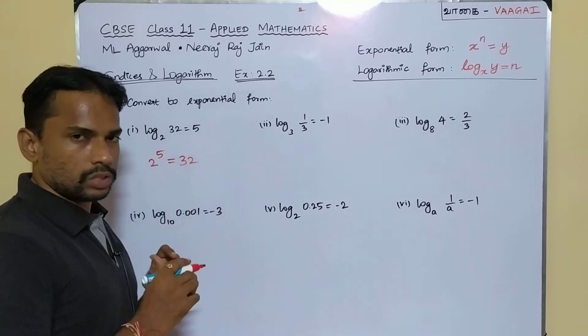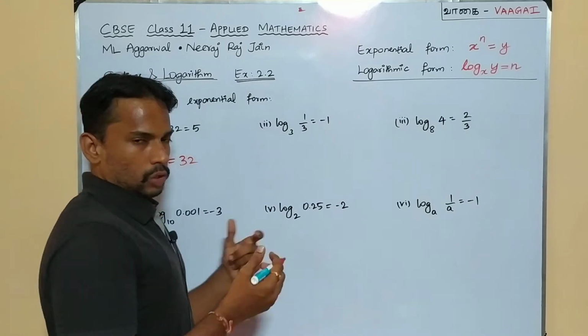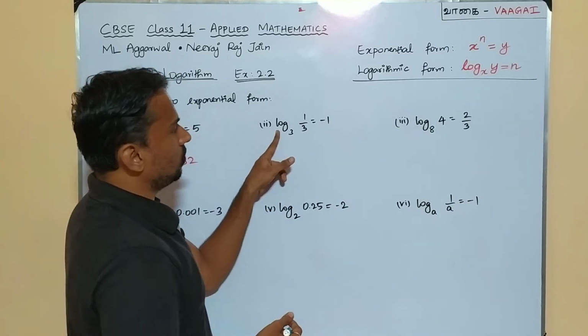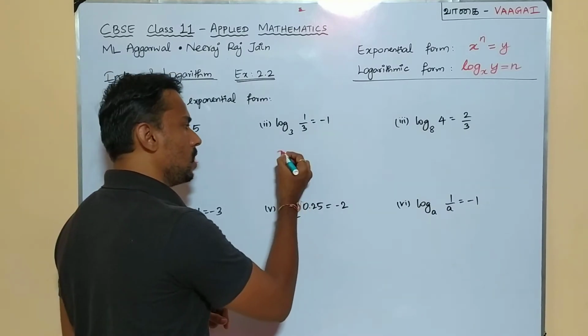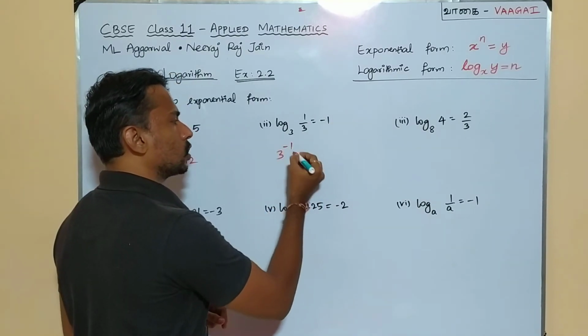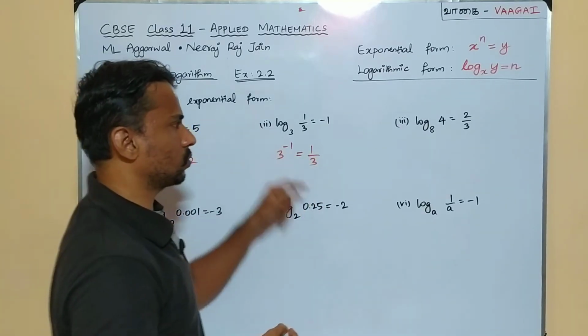We are going to do the same process for all the other questions also. Just listen carefully. We'll try to do it even more quickly. Here we have log 1/3 to the base 3 is equal to minus 1. So this 3 will come here to the power minus 1, which will be equal to 1/3. So this is going to be the exponential form of this question.